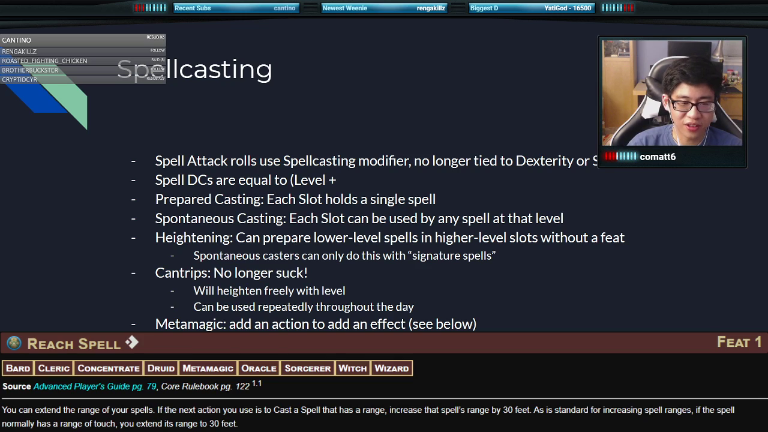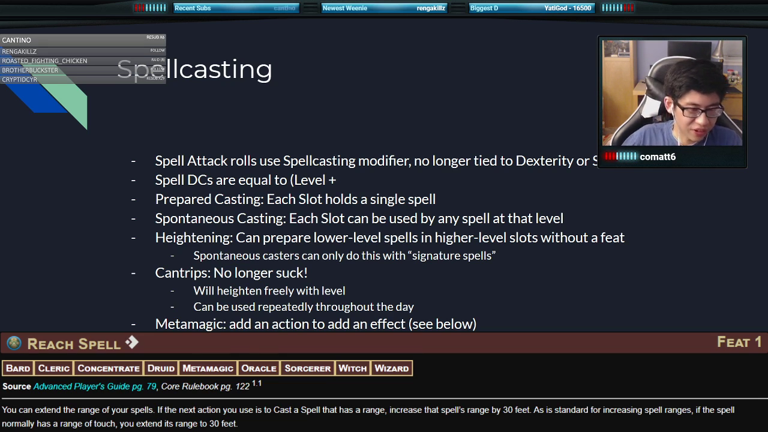Spellcasting. Oh boy, there's a lot here. First and foremost, as I had mentioned earlier, your spell attack roll will use your spellcasting modifier. So if you're casting, say, Ray of Frost, you wouldn't use your dexterity modifier for ranged attack roll. You would instead use your spellcasting modifier. So let's say you're a wizard, you'd use intelligence to cast that.